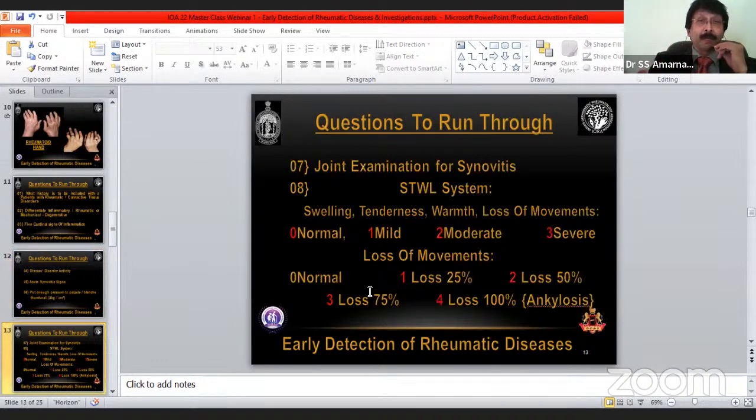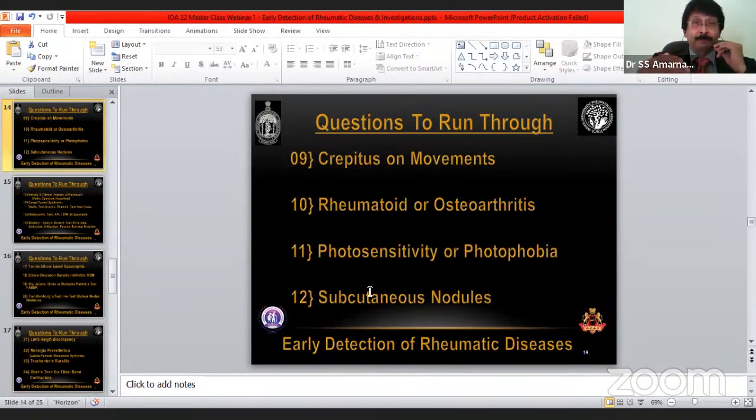So keeping that in mind, some of them I was talking about is the STW system, where swelling, tenderness, warmth and loss of movements are assessed, from normal being 0 going on to the severe. In loss of movements also, there are different categories from 0 to 4. If normal is 0, 1 would be 25%, and 100% would be ankylosis, where there is absolutely no movement at all.